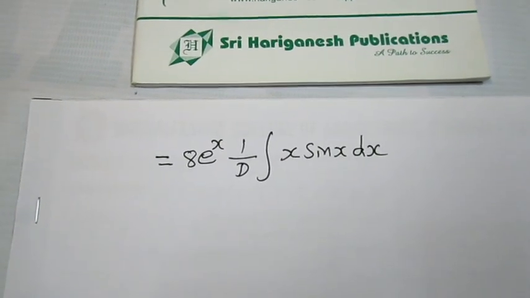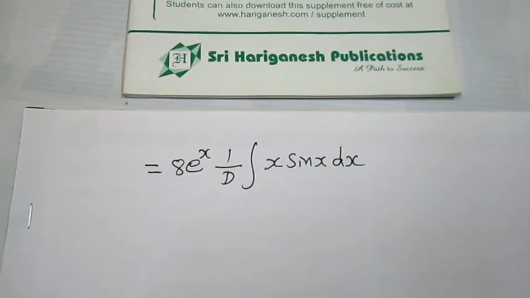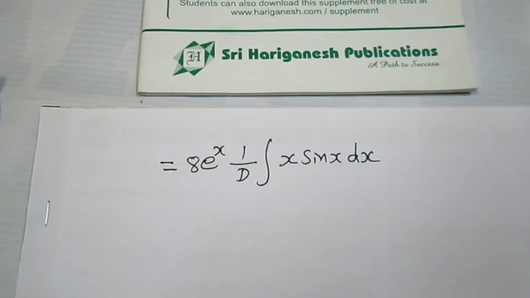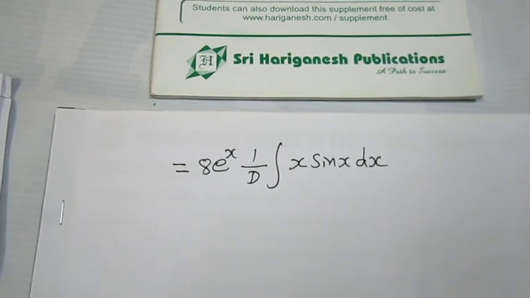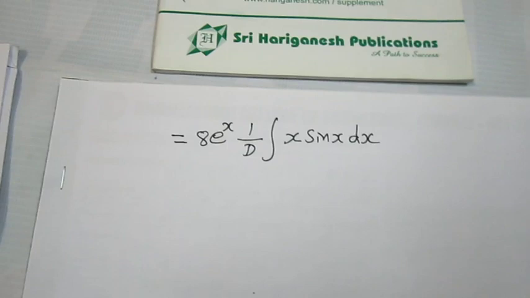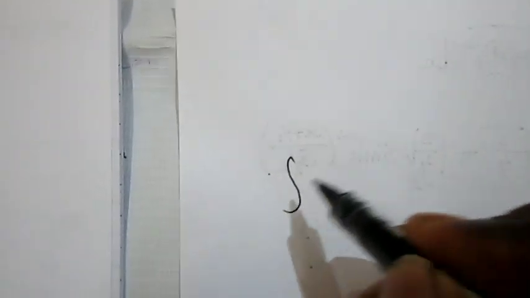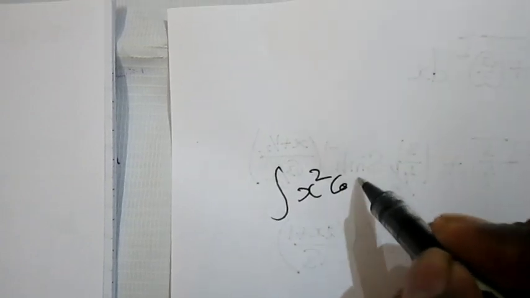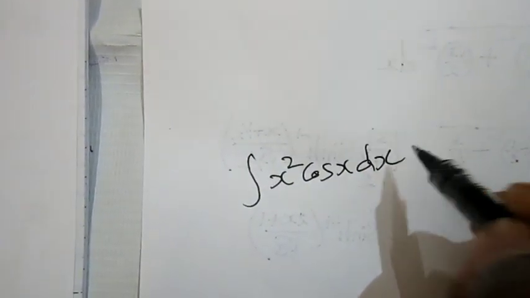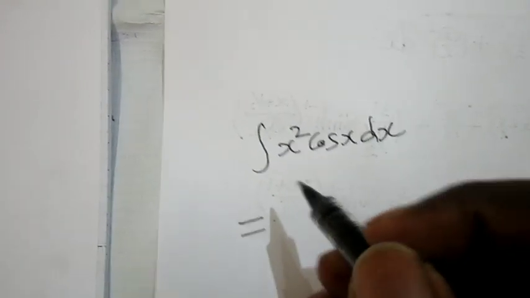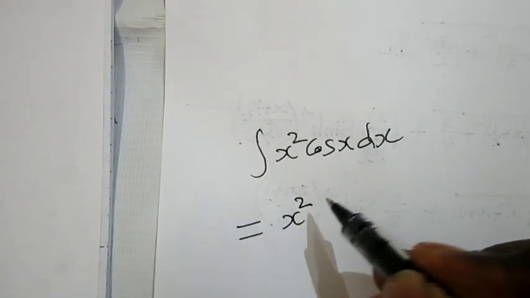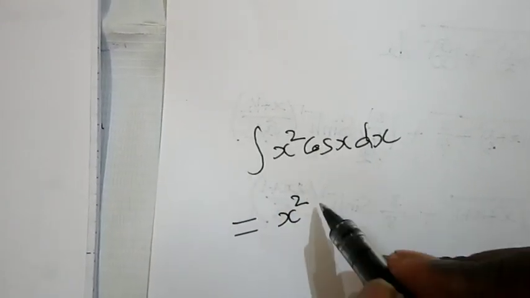So you can use integration by parts, or otherwise you can use Bernoulli's method. What is Bernoulli's method? I will give an example. For example, the integral of x square cos x dx. To apply Bernoulli's method, the rule is: take the algebraic term first, integrate the remaining term.